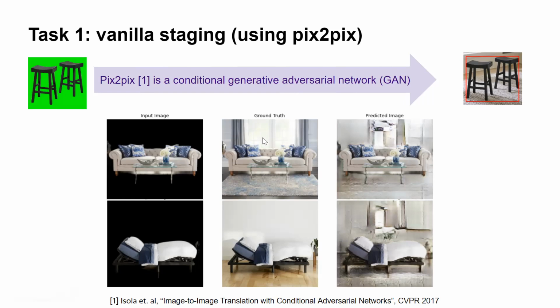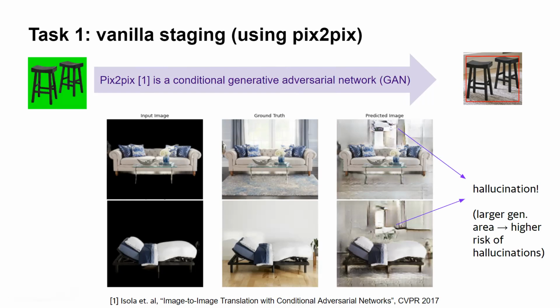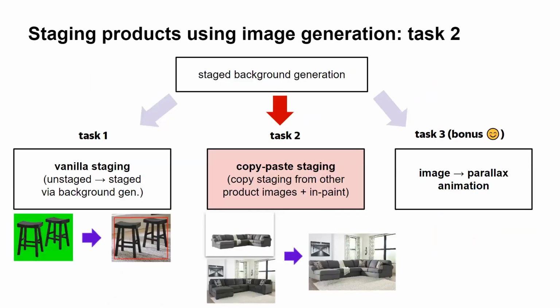Because we already know the ground truth, we pose it as a generation problem, and taught the model how to generate the background. But as you can see in these examples, the model is not perfect. It hallucinates. There's a large surface area over which it has to generate, and it makes mistakes. And this was the motivation of studying task two, which we call copy paste staging.